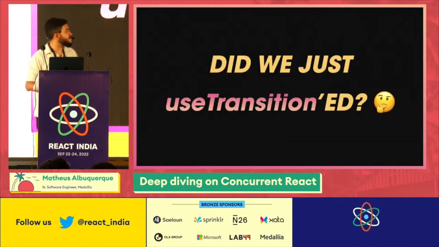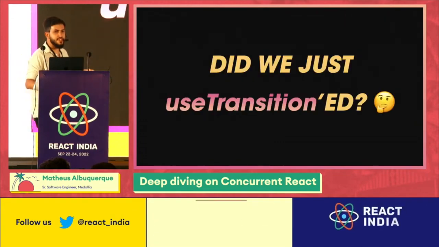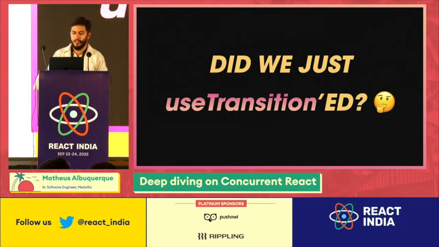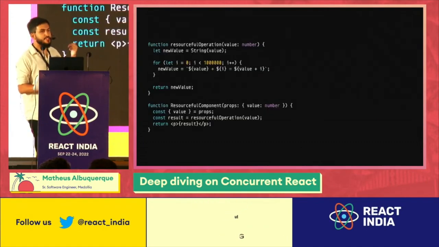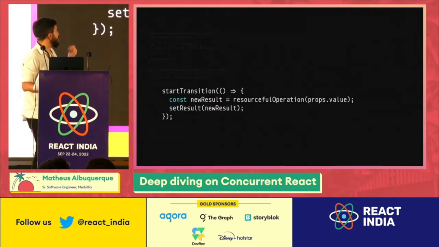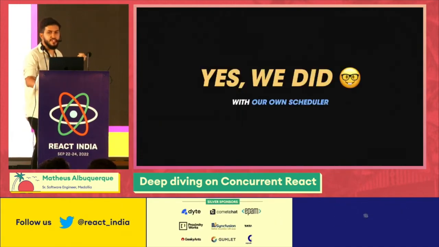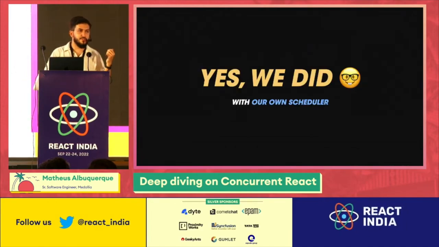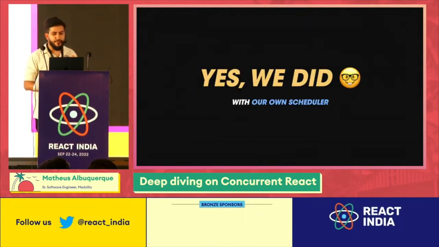So it might sound a lot like we just used transition. If we get back to the original code and we change that, yeah, this could be a transition. So yes, we just did use transition, but with our own scheduler we built in 40 lines using generators.